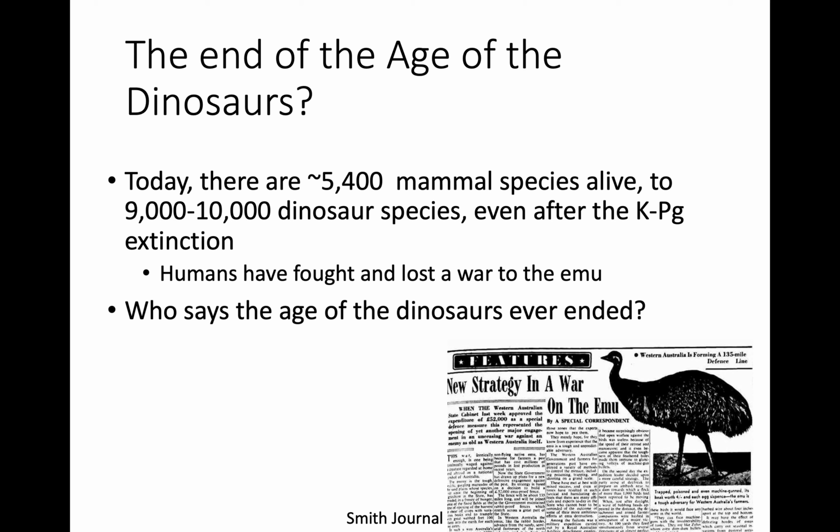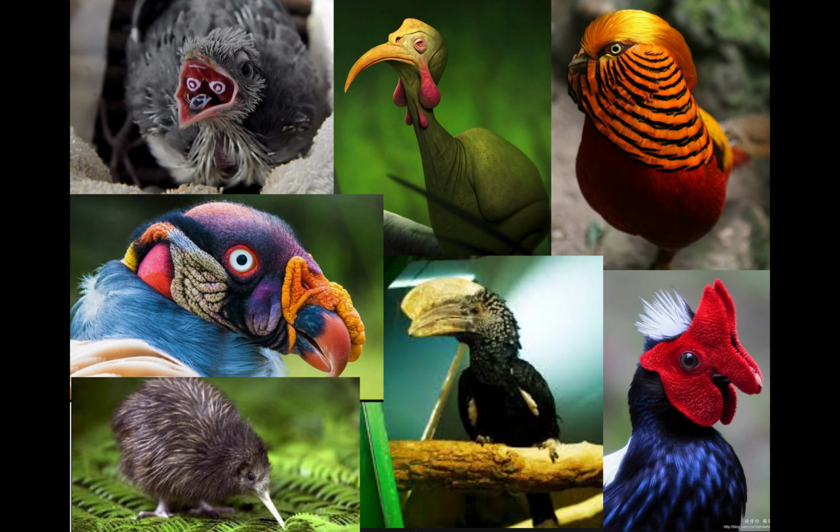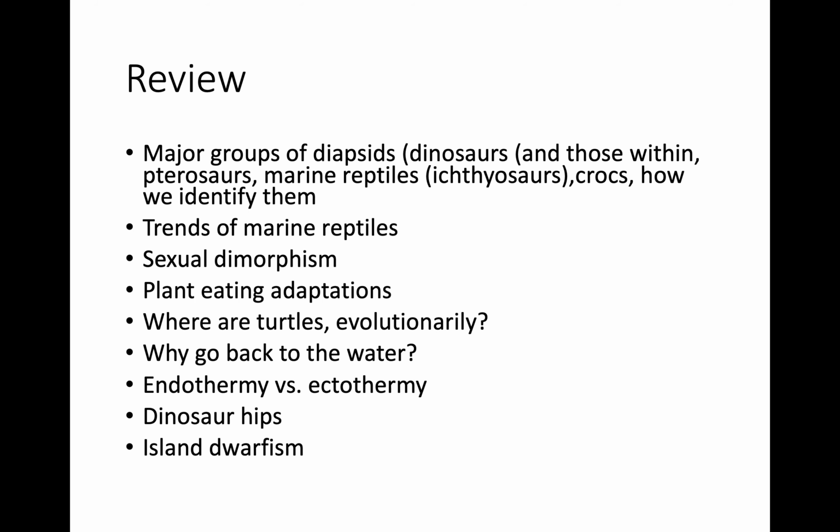This was in Australia. You can look it up. This is real. So who says the age of the dinosaurs really ever ended? Here are our dinosaur friends. Alfred Hitchcock made a movie about how much he feared the dinosaurs. So think about that next time you see a lowly pigeon eating out of the trash can. That is a dinosaur. All right, here are your review questions.